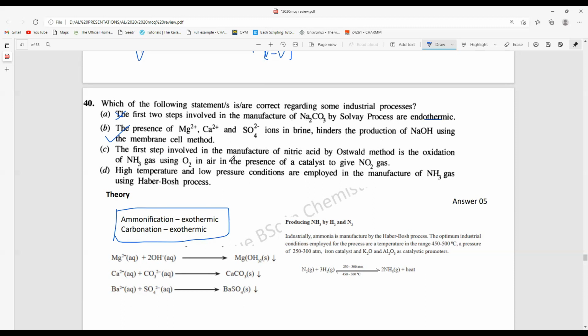The first step involved in the manufacture of nitric acid by Ostwald method is oxidation of ammonia using O2 in air in the presence of catalyst to give NO2. So what do you think about this statement? This is correct. This statement is correct. Why?